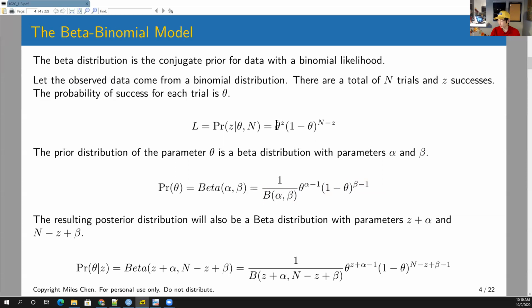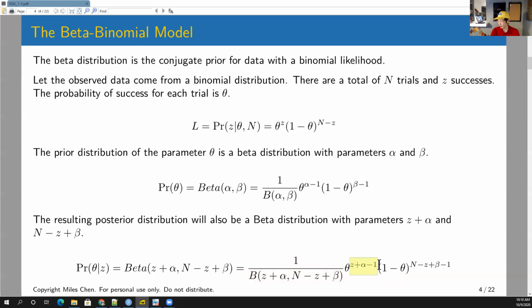And then when you multiply the likelihood times the prior, you're going to combine the exponents of this part with this part. And so you're going to get theta raised to z plus alpha minus 1 times 1 minus theta raised to the n minus z plus beta minus 1. Okay. And then in order to keep it as a PDF, you have to adjust the normalizing constant to make sure that it still integrates to 1. And this becomes the normalizing constant that you would adjust to. It becomes this.